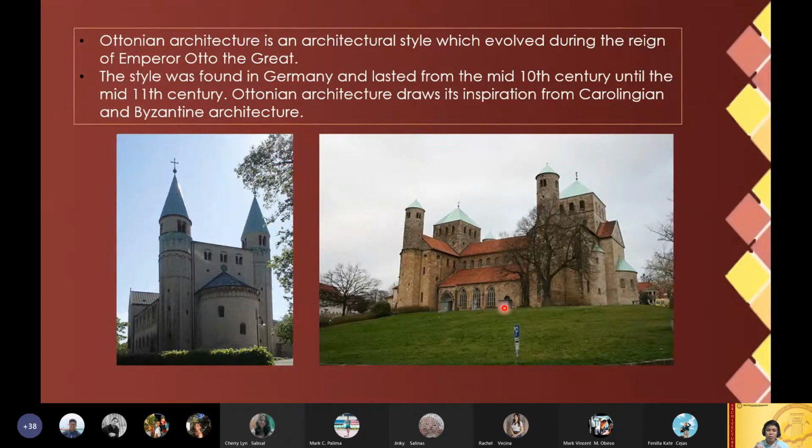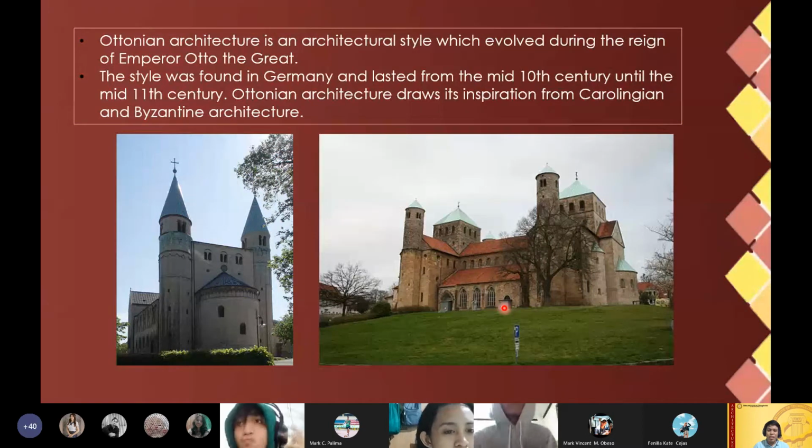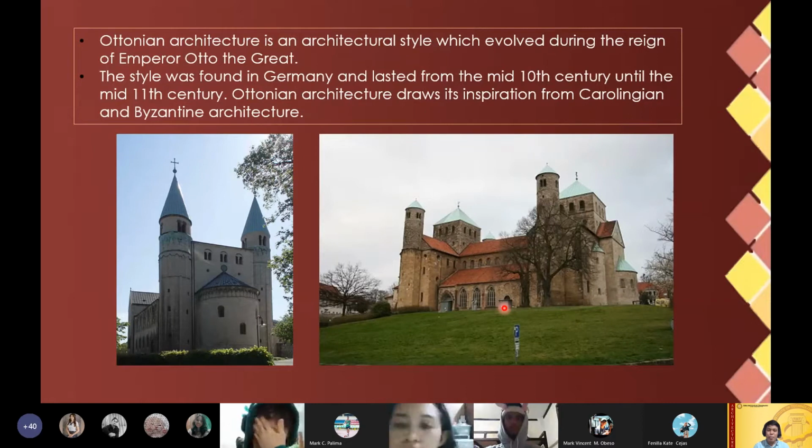So gimix nila na, gifuse, gikuha nila ang best practices ana nga type of building or the best features of that building of that era and use it. Create a new church, create a new building, having those ideas already from the previous era of architecture and improve it. So that's what they did during the Romanesque architecture.